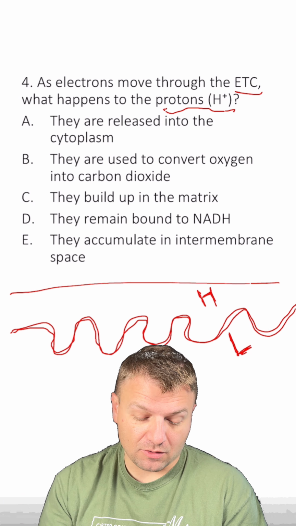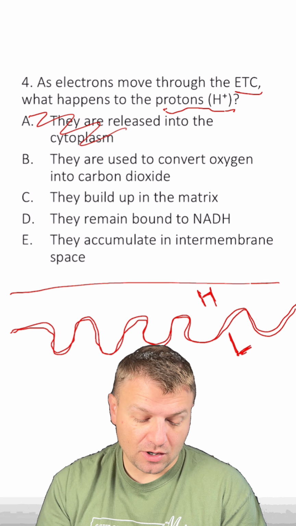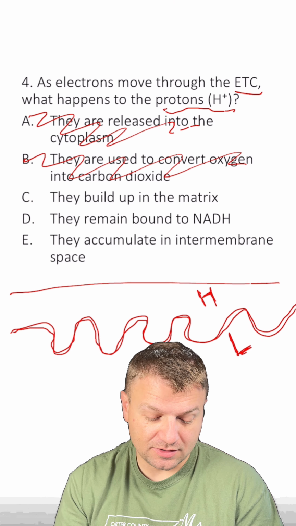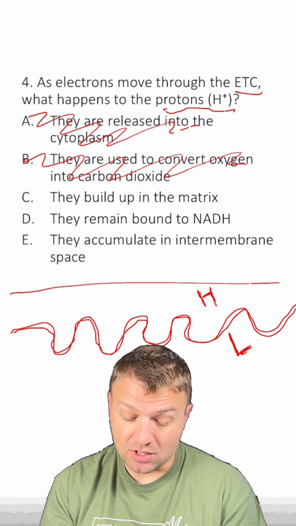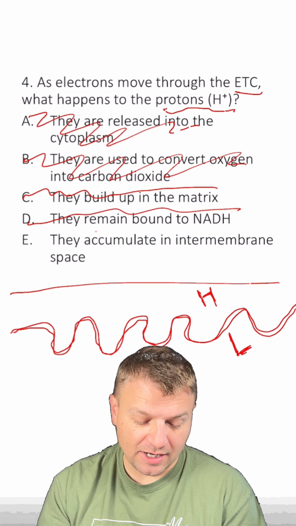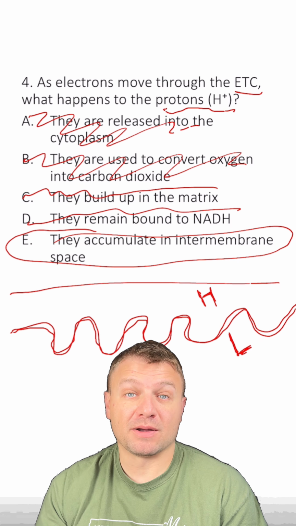So A, they are released in the cytoplasm. No. B, they are used to convert oxygen to carbon dioxide. No. C, they build up in the matrix. No. D, they remain bound to NADH. No. E is the right answer. They accumulate in the intermembrane space.